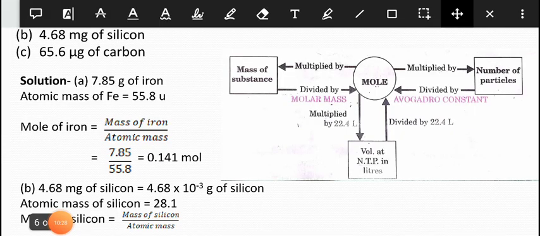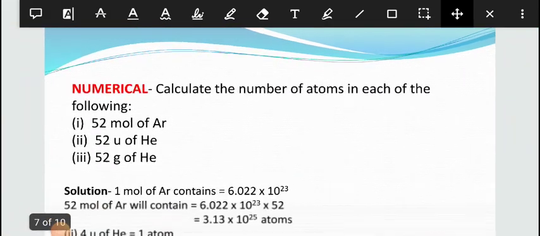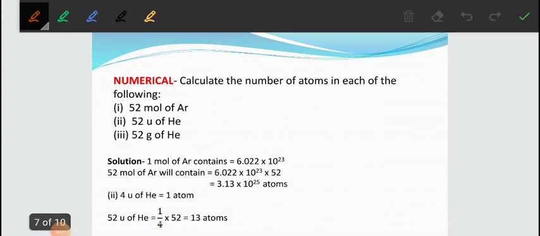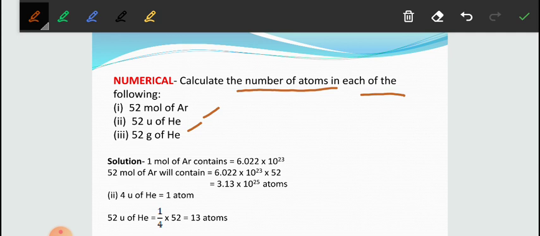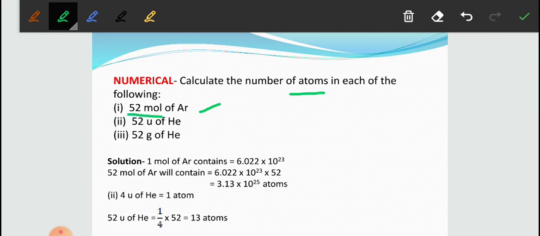Now let's move to our next numerical. In this numerical, they said we need to calculate the number of atoms in each of the following: 52 mole of argon, 52 u, meaning atomic mass unit, of helium, and 52 gram of helium. So in the first case, they said we need to find out the number of atoms in 52 mole of argon. Again, what is given is the mole, and we need to find out the number of atoms.